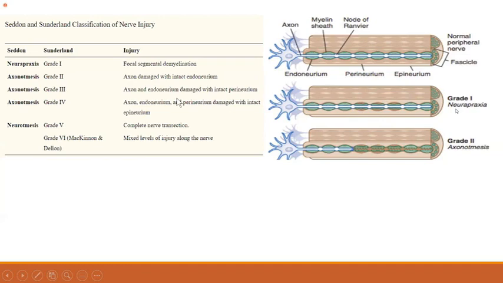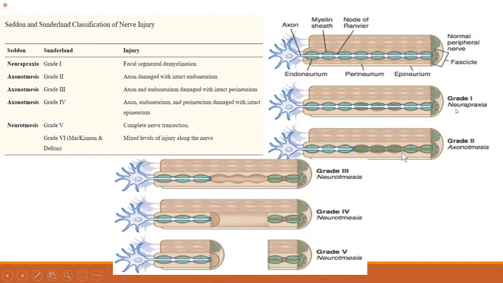Then axonotmesis, grade 2 injury. In this, the axon is damaged, but the endoneurium is intact. The covering around the axon is intact. So the regeneration can occur because the endoneurium is intact, and the proximal stump regenerates. That I will talk about just a few moments later. So grade 1 and grade 2 injuries usually heal by themselves without any intervention.